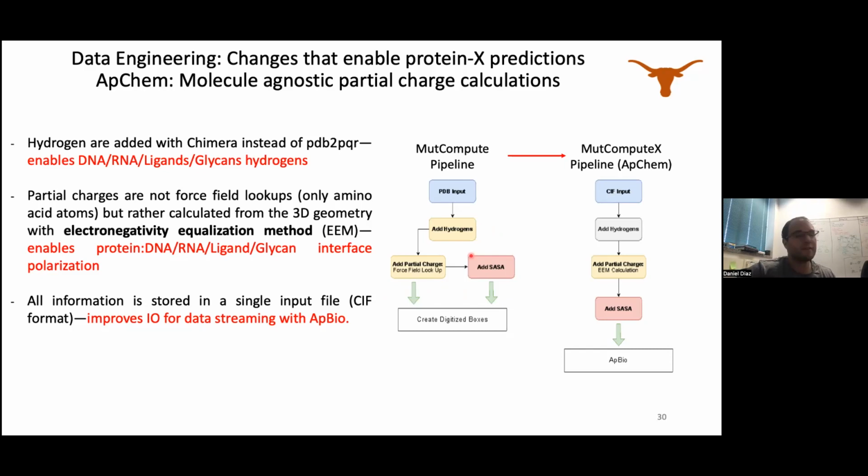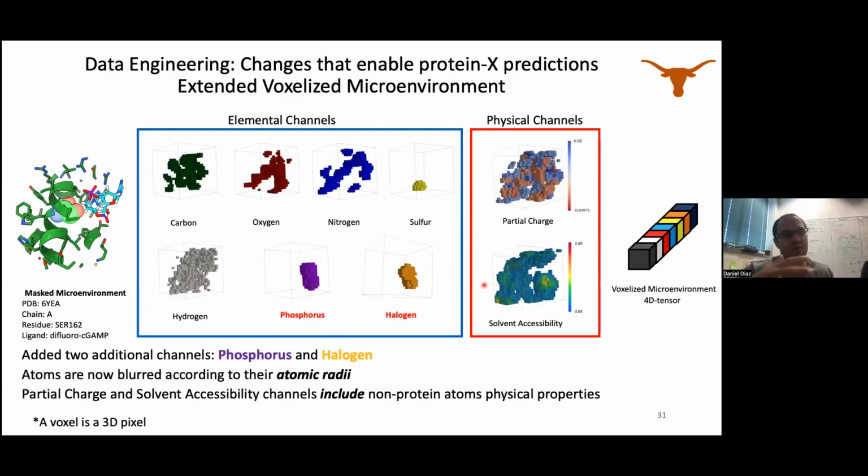Okay, so these changes here in AP Chem are really what enable us to make MutCompute-X happen. It's what enables us to not have a corrupt microenvironment for non-protein atoms, where we can have uniform representation of all the chemistry, so we can train on protein-X interactions. So now that we can correctly and uniformly represent all the data for all atoms that we would see in a protein structure, we had to expand our microenvironment to have a phosphorus and halogen channel.